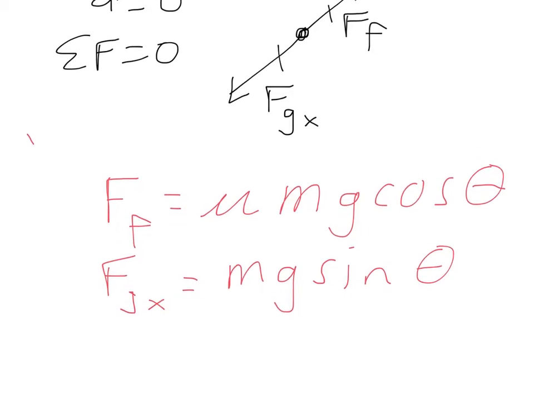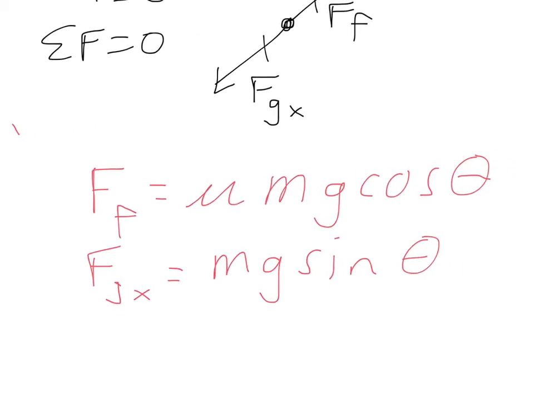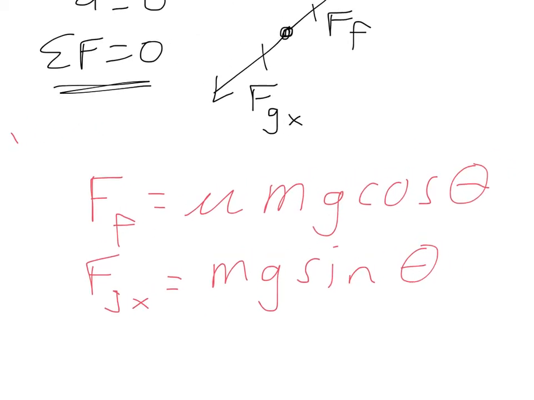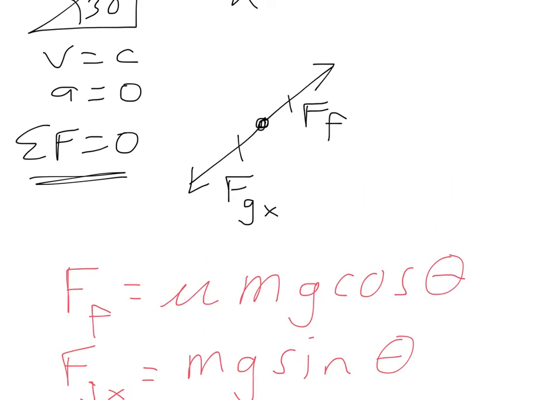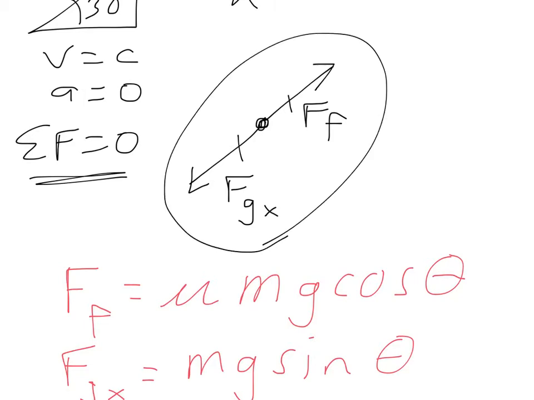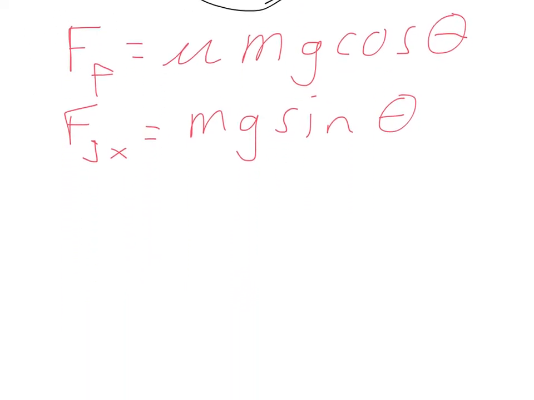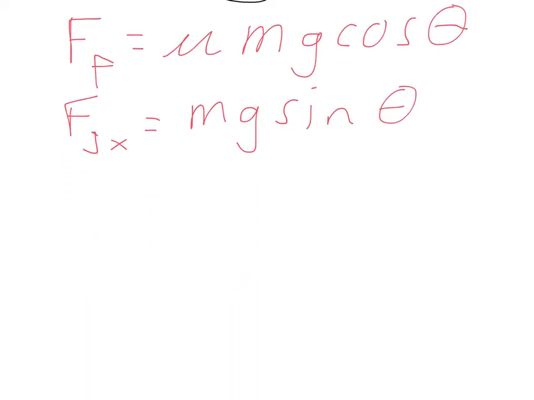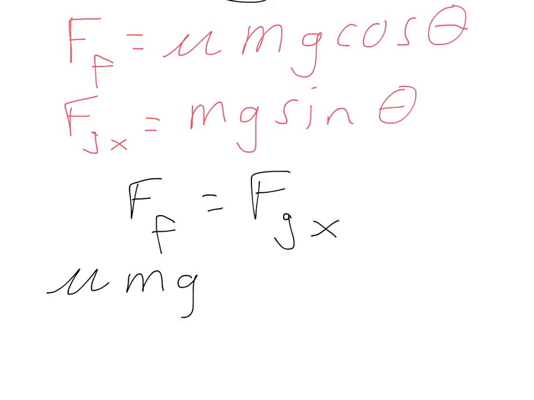Since the net force must be 0, and what is happening is a tug of war between these two forces, we know that those two forces have to be equal to each other. So we can very simply take our two forces, set them equal to each other, Ff equals Fgx, and then substitute what we know.